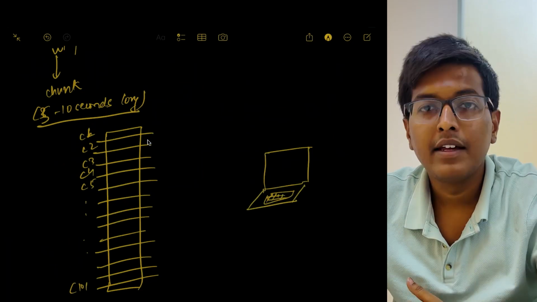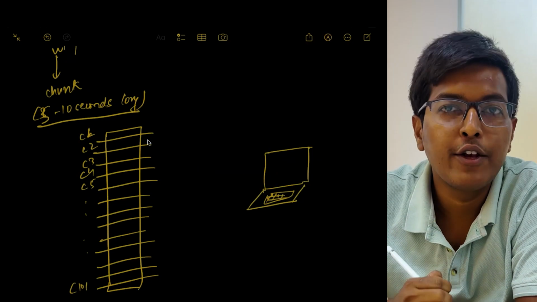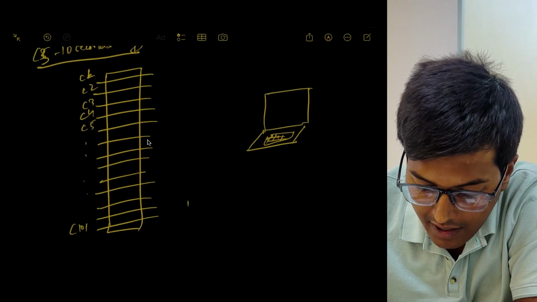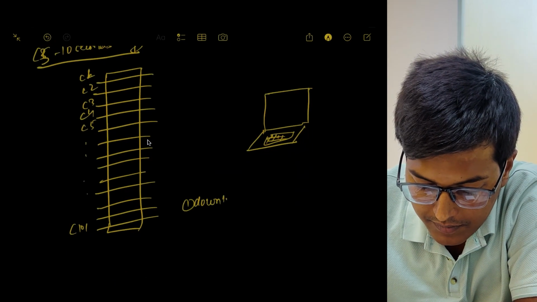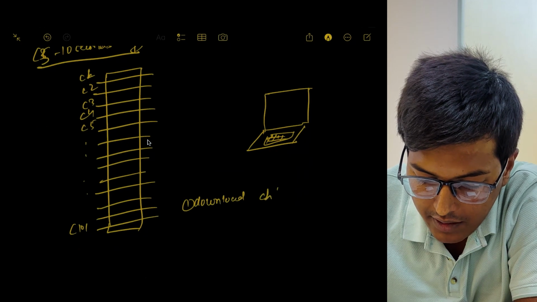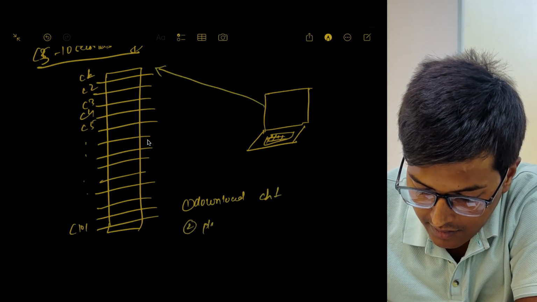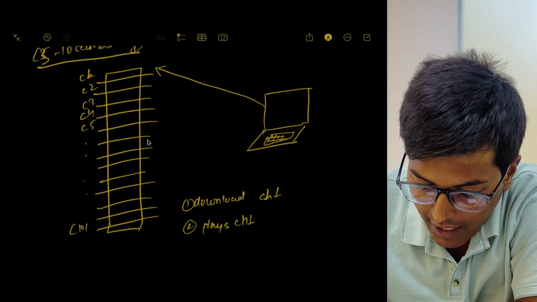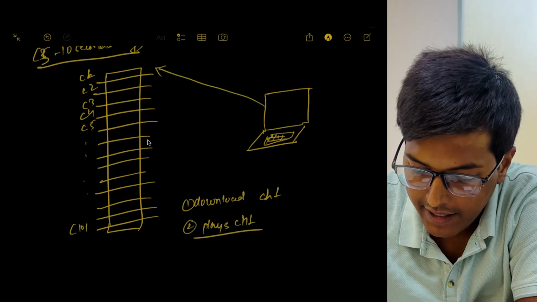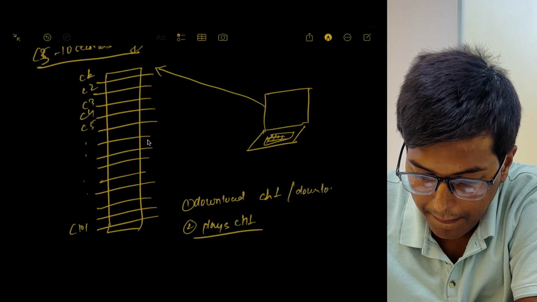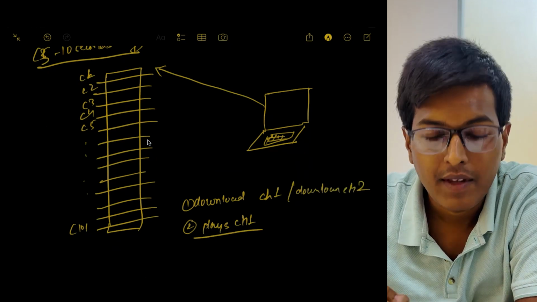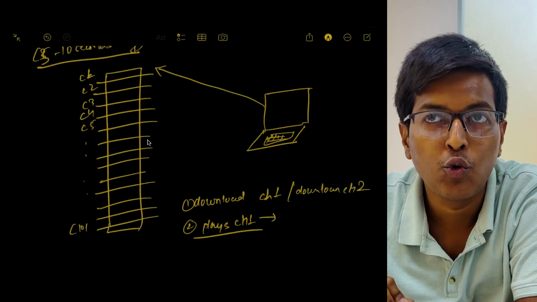Now the client does not download the whole video, but essentially it starts downloading chunks. So it downloads chunk 1, right? And then it plays chunk 1. And while chunk 1 is getting played, it then downloads chunk 2. And then subsequently chunk 2 is played.